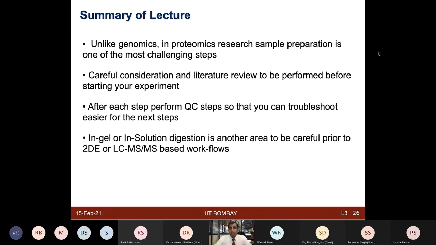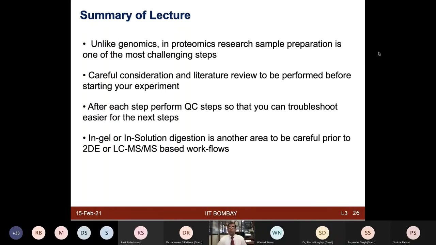We will talk more about in-solution and in-gel digestion in the subsequent module when we talk about the mass spec workflow, and also how to make sure that you are getting good quality peptides and their quantification prior to mass spectrometry based injection.